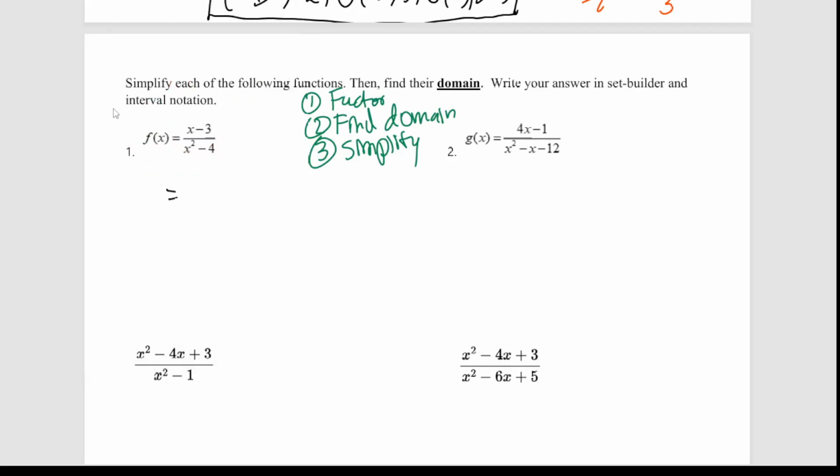So for this first one, that numerator is already simplified. That's just x minus 3. The denominator is a difference of squares. Specifically, that's x squared minus 2 squared. So it's going to become x minus 2, x plus 2.